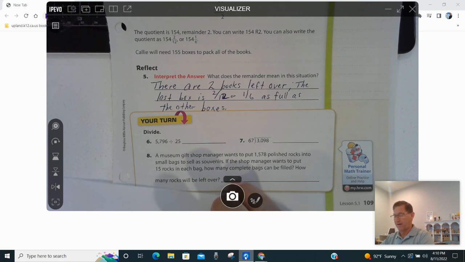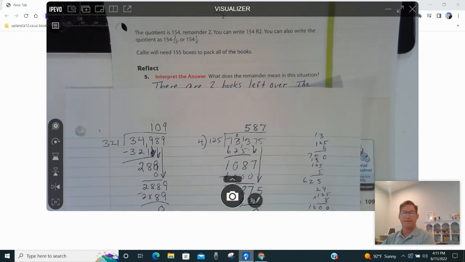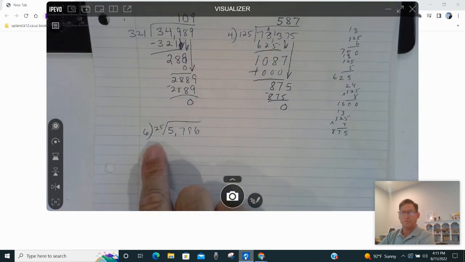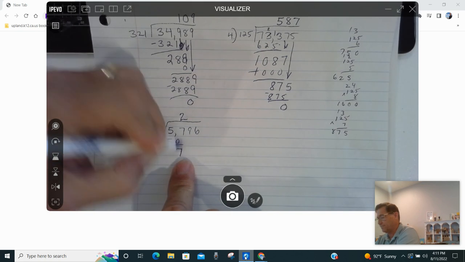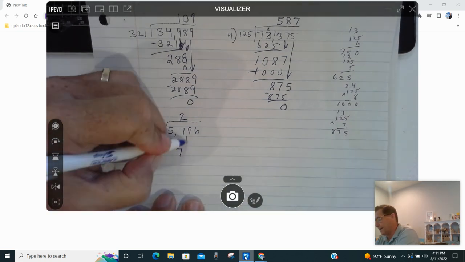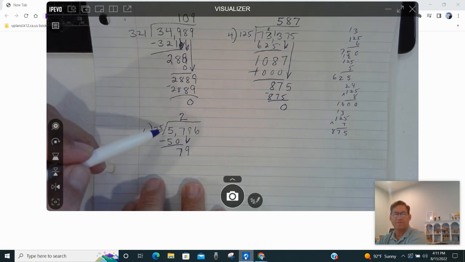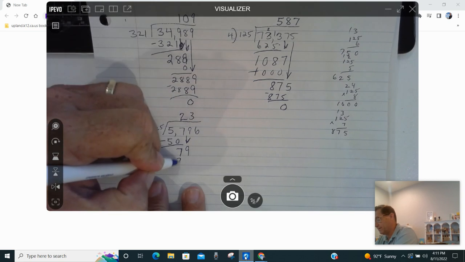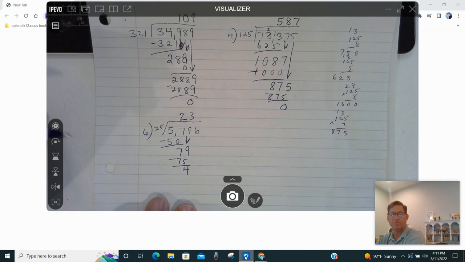All right, 6. 5,796, and we're going to divide that by 25. Okay. 25 is greater than 5, but less than 57. And I know 2 times 25 is 50. So bring down the 9. 79 divided by 25. I know 3 would give me 75. So 3 times 25 is 75 with a remainder of 4.